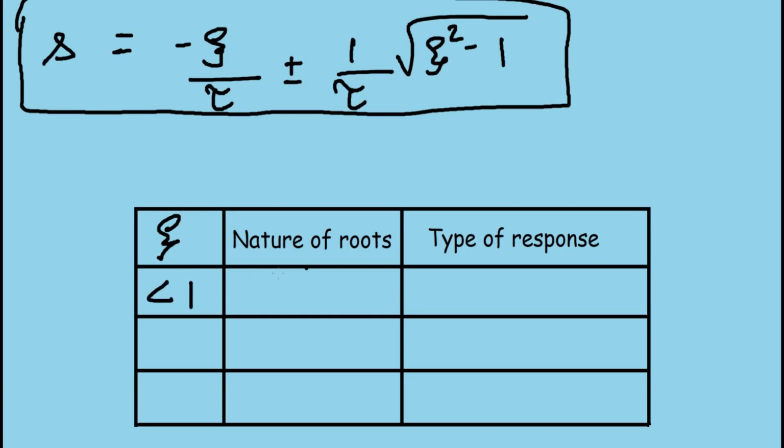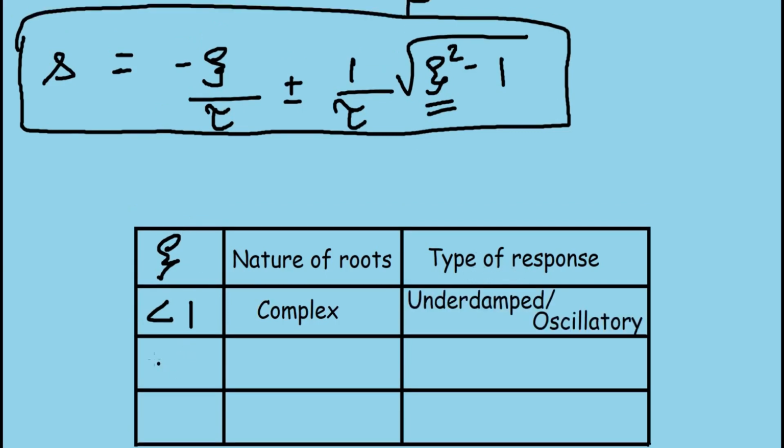First, when the value of zeta is less than 1, the roots will obviously be complex, because inside the root we will have a negative number. This gives a complex number, hence the nature of the root will be complex. For complex roots, the type of response will be oscillatory or underdamped. Next, when zeta equals 1, when the damping coefficient equals 1, the nature of the root is real and equal.